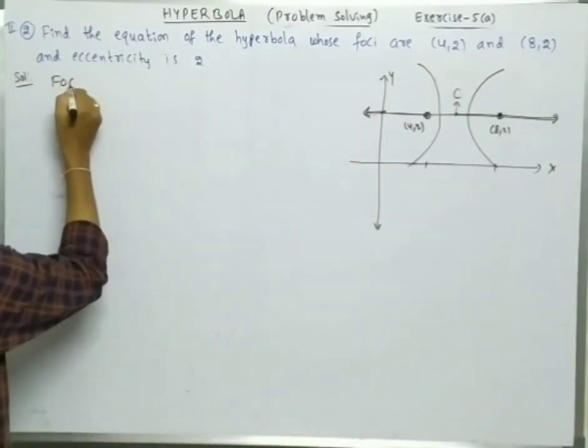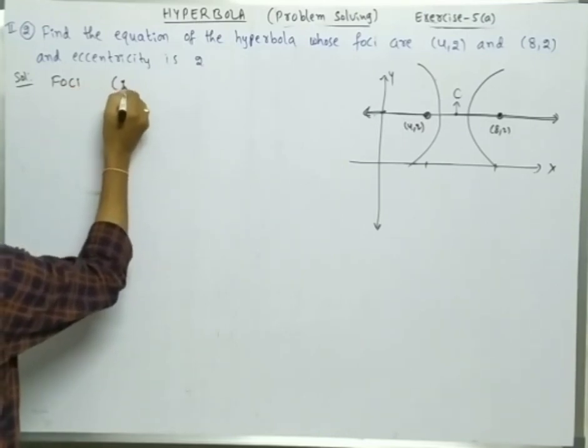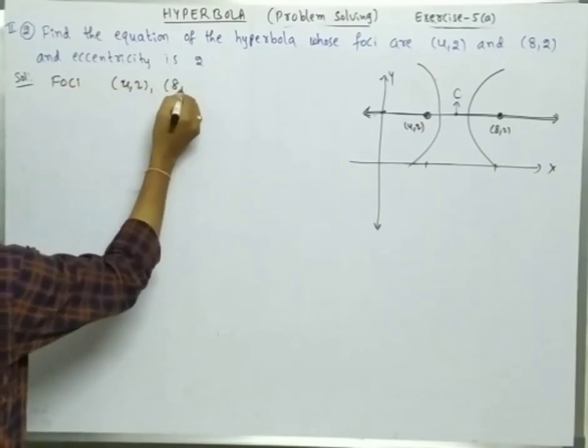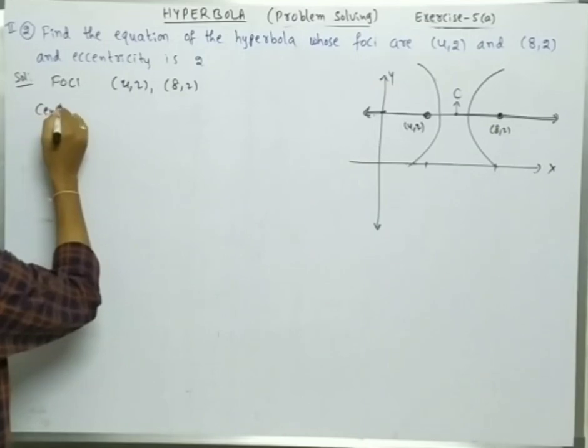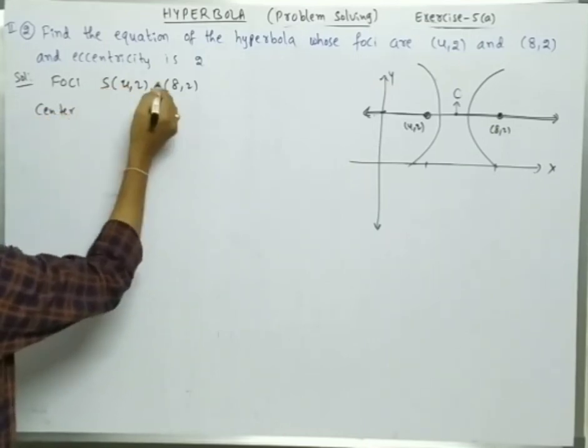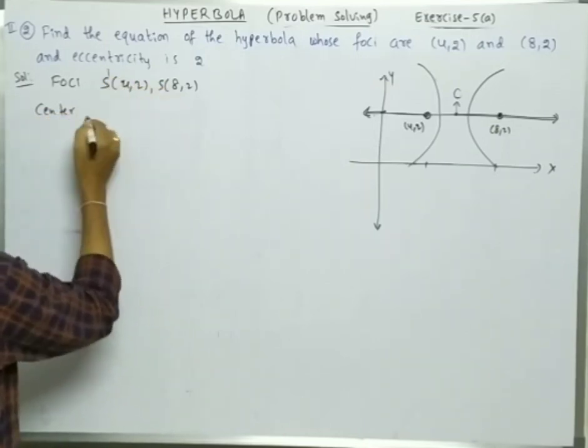So the foci, what are the foci? 4 to 8, and the center. This is S dash, this is S, right?